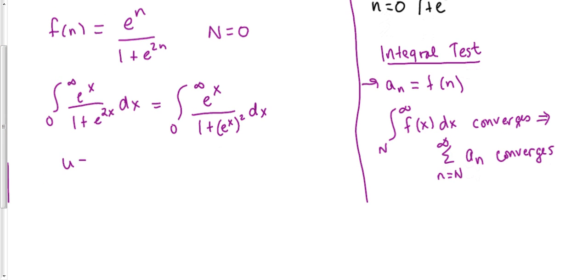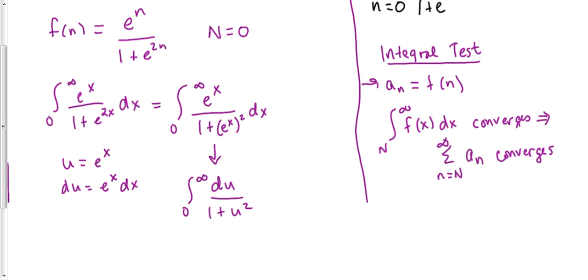So we're going to let u be equal to e to the x, and then du is going to be equal to e to the x dx, which means that my integral is going to become the integral from 0 to infinity. I'm not going to worry about the limits at this point. I'll substitute back in for u at the end, and I'll leave my limits in terms of x. And that's going to be du over 1 plus u squared. Do you recognize what this integral is going to be now?